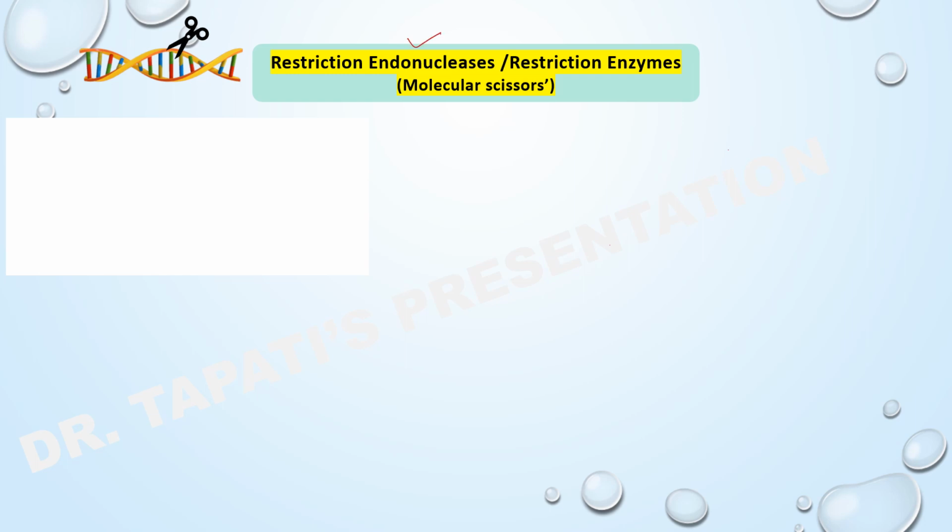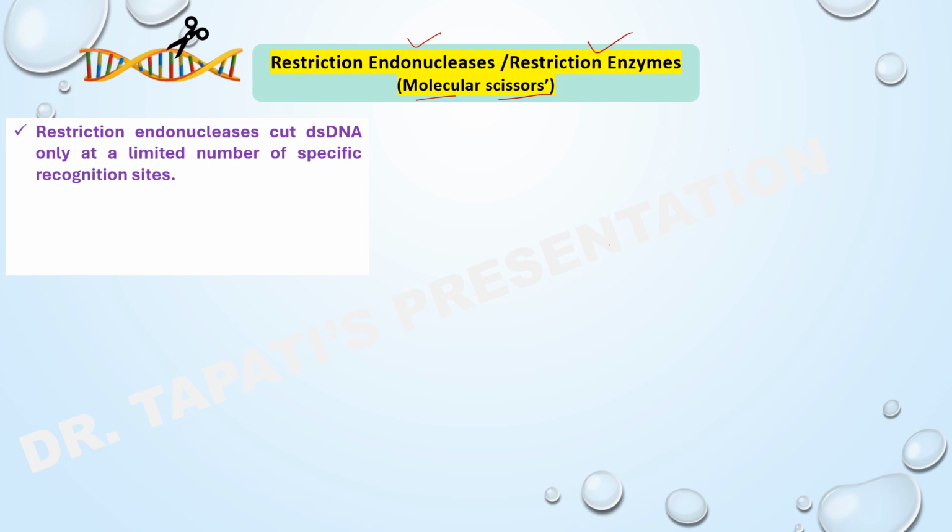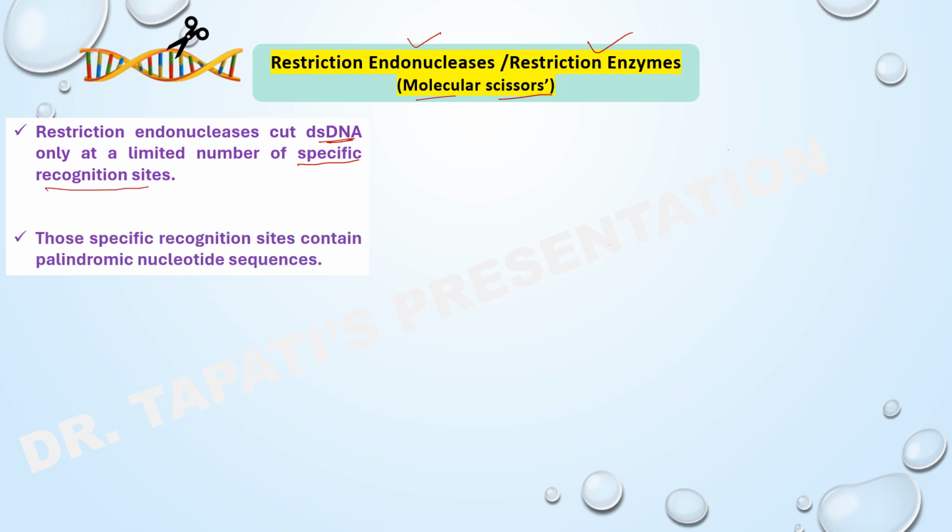Restriction endonucleases or restriction enzymes are very important enzymes required for DNA cloning. These are also known as molecular scissors. These enzymes cut double-stranded DNA only at a limited number of specific recognition sites. Those specific recognition sites contain palindromic nucleotide sequences. Now, what is a palindromic sequence?